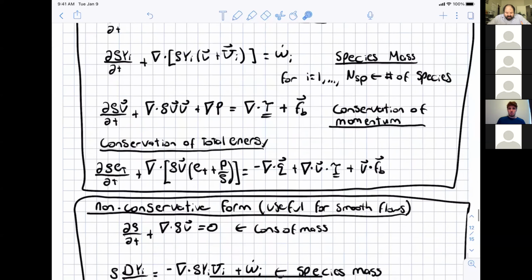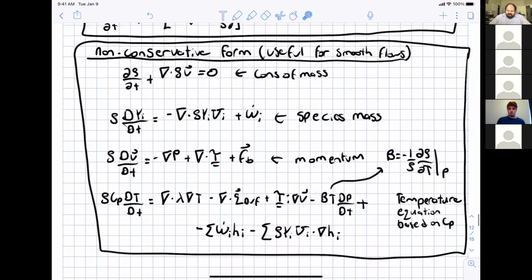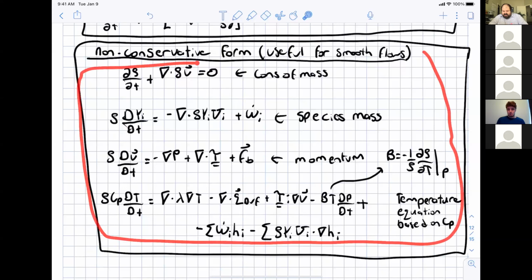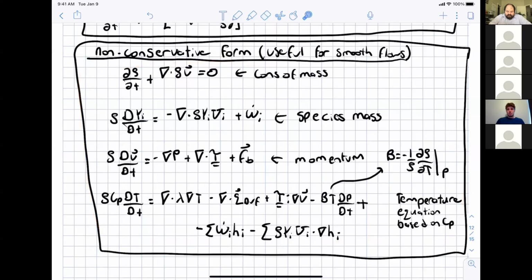And now the same thing in non-conservative form. These would be used in more traditional combustion if you want to model a standard combustor. In a standard combustor, you normally don't have shock waves unless your combustor is having a really bad day. So typically, they will solve many of the equations using the smooth flow assumption, and they will solve them in this form right here. And then I have the temperature equation here written with the c_p form.